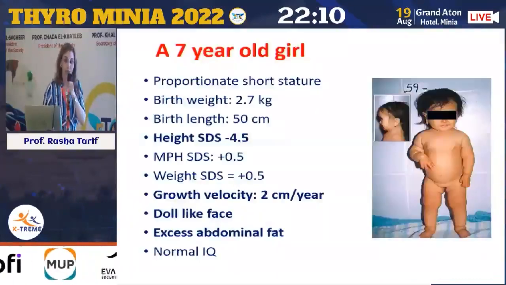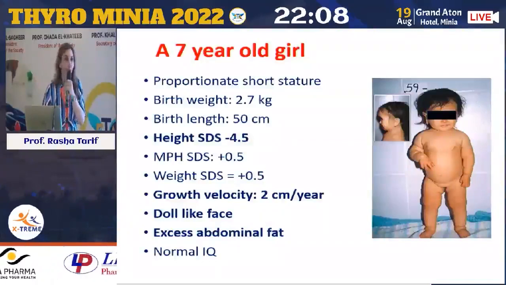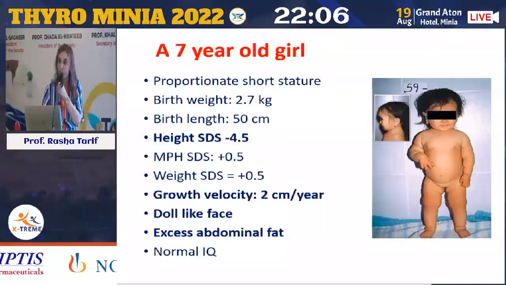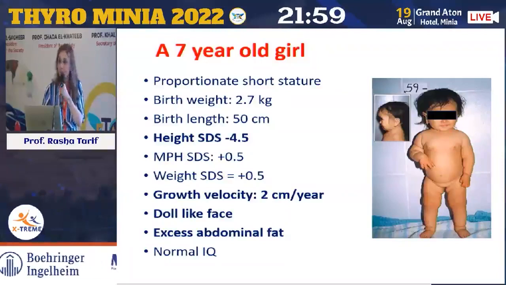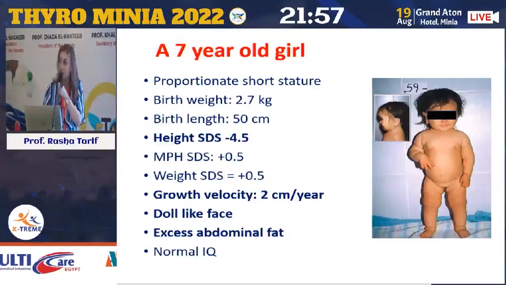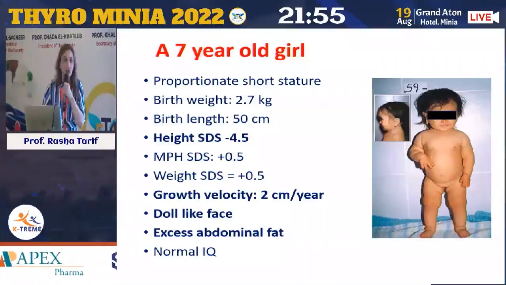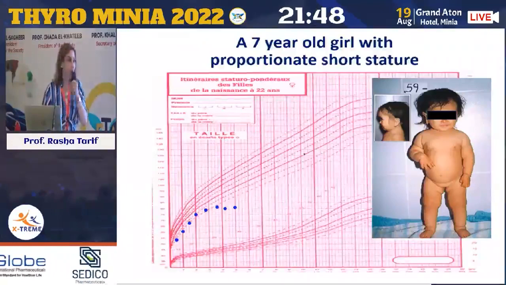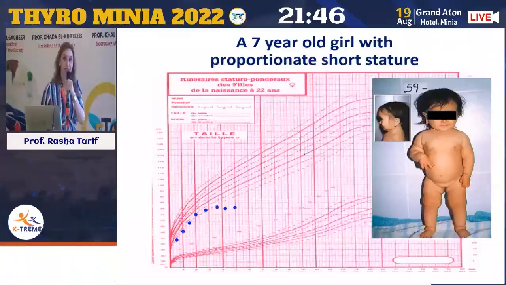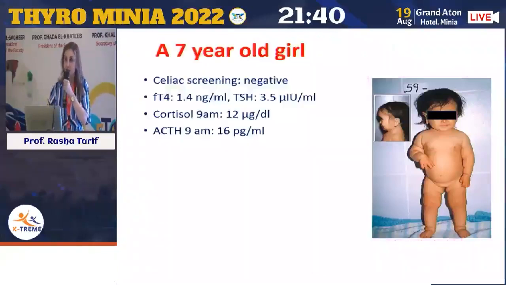Now let's start with the 7-year-old girl who came to me with proportionate short stature. She was born with a normal weight and length. Her height is very short, -4.5. Growth velocity, 2 centimeters a year. She has a doll-like face with excess abdominal fat and normal IQ. If you look at the growth chart, you can see that the girl started to decelerate at the age of 3 years, and then her height started to plateau.